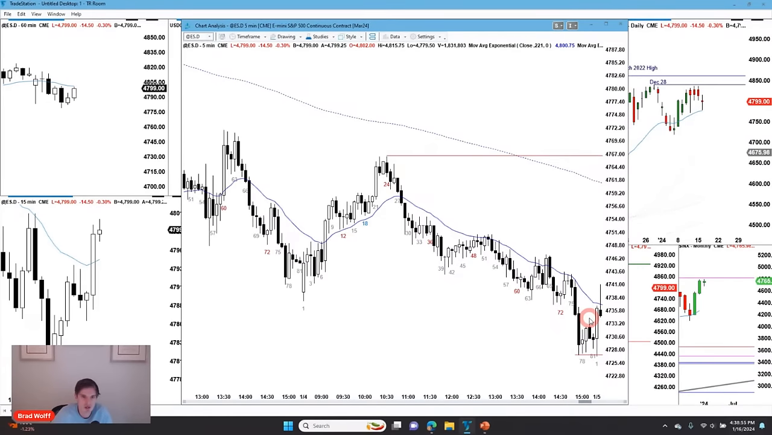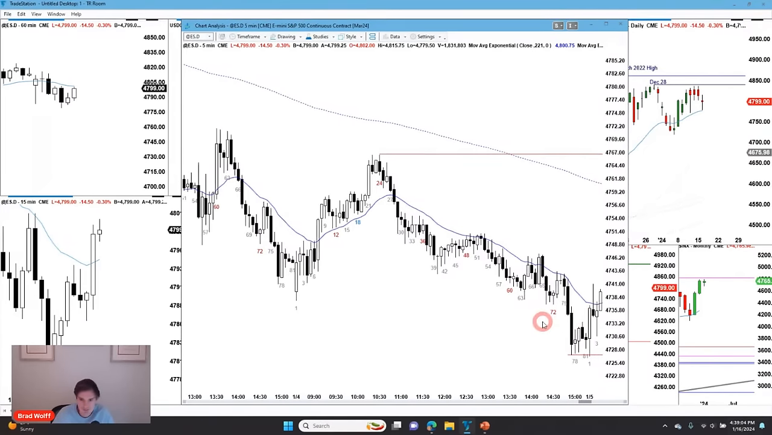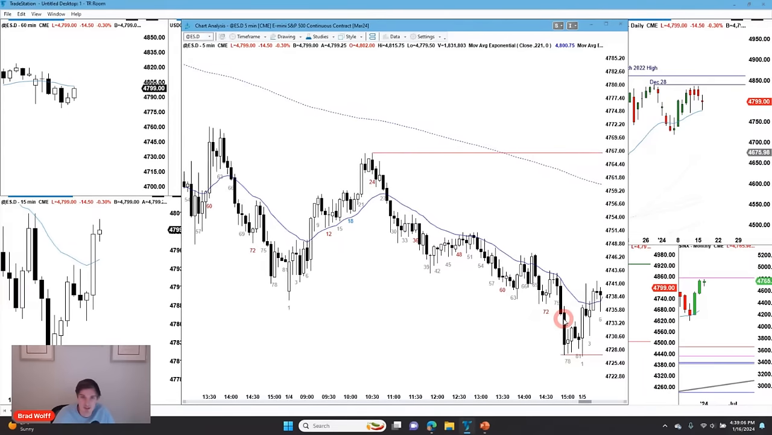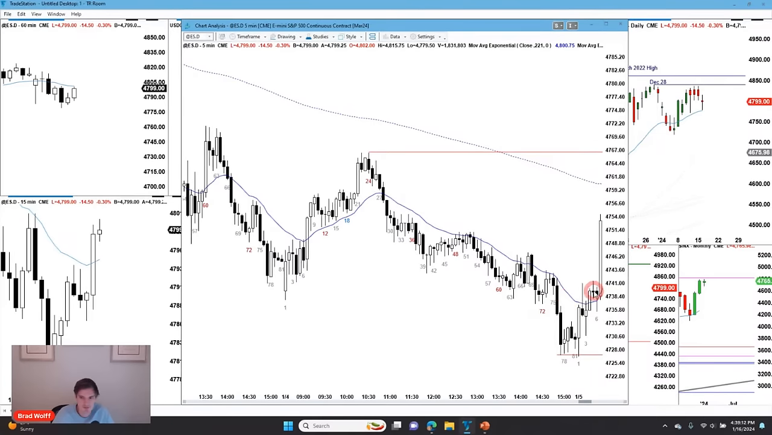The reason why is most of the time on any open, the market's going to go sideways for several bars. And typically, it's going to form a trading range. So what do we look for on the open? A breakout of the opening range. And look right here. Bar 7, big bull bar. Breaking out of this opening range.